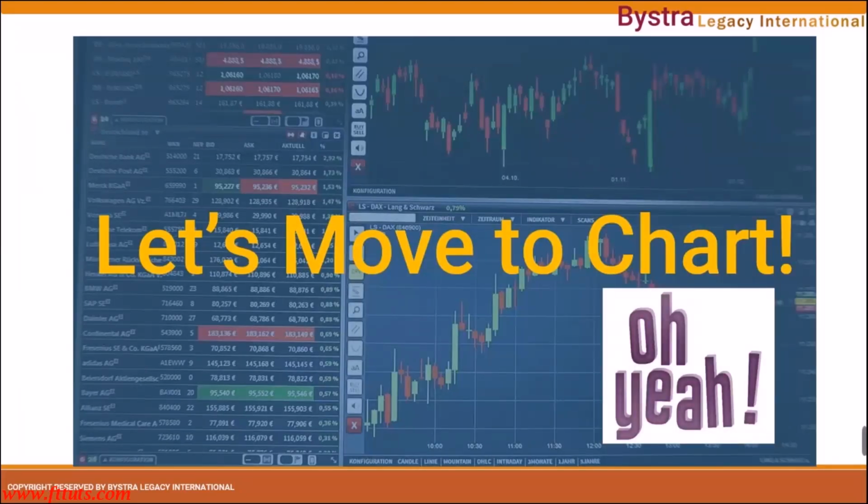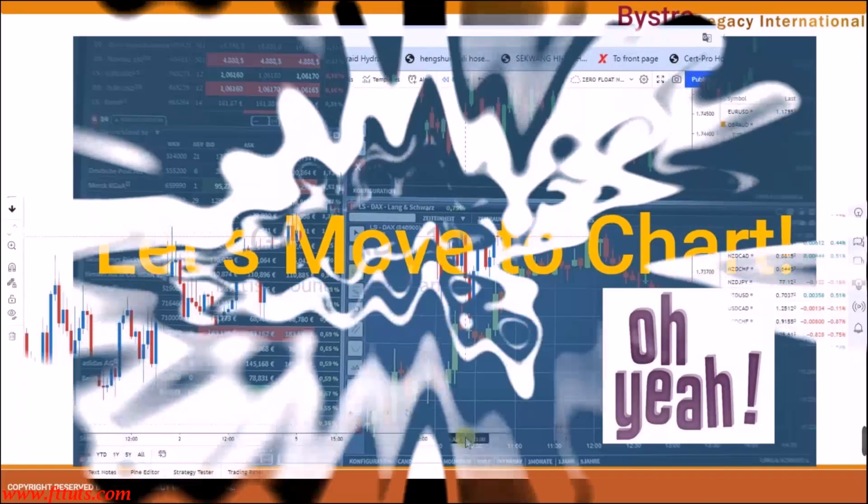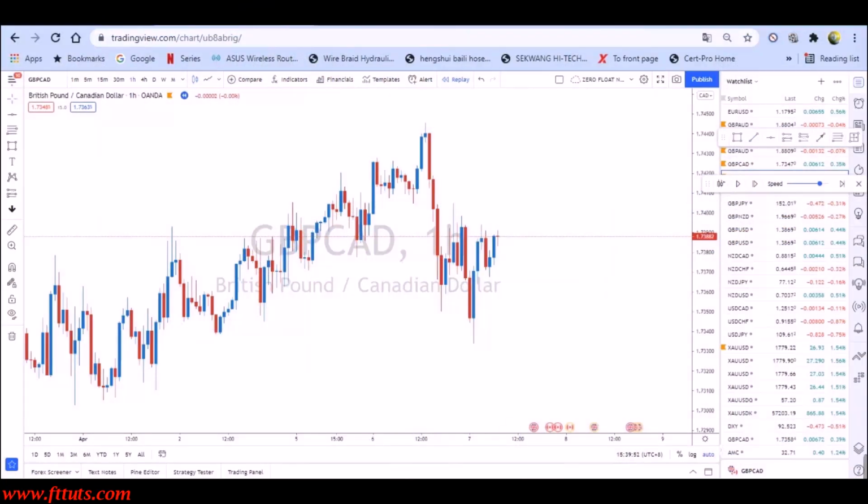So let's move on to the chart. Alright guys, we're at the TradingView. As we can see here, this is a GBP CAD pair on a H1 time frame. So here we can see there is a possible QM.